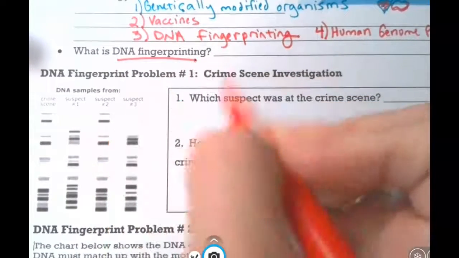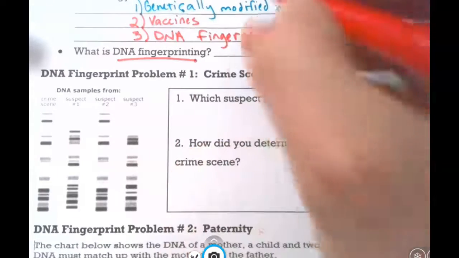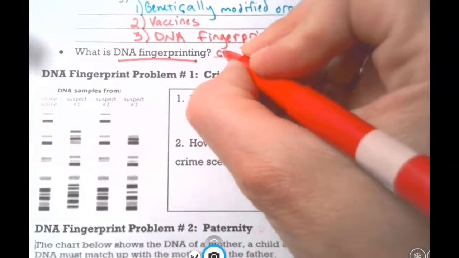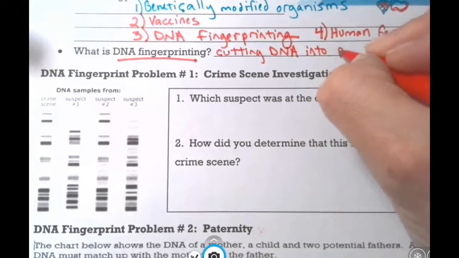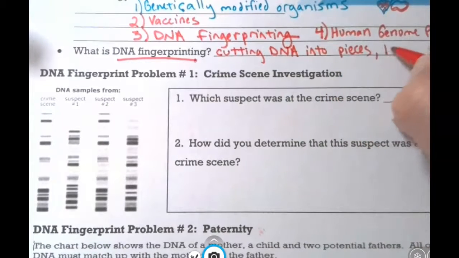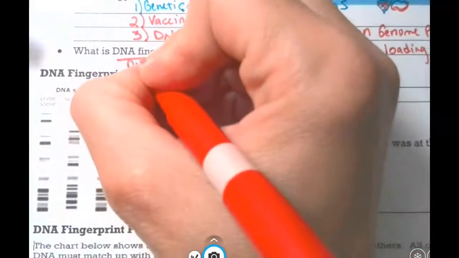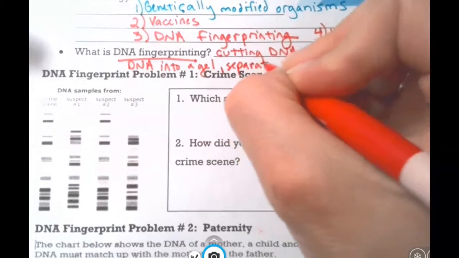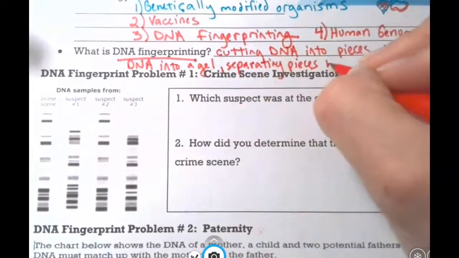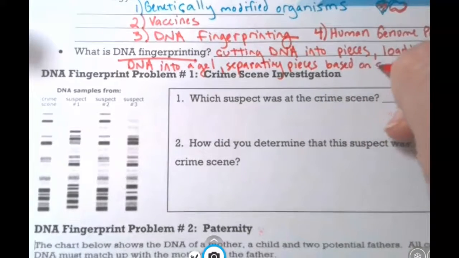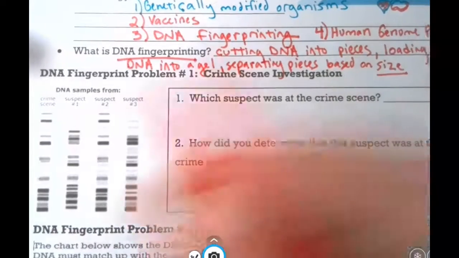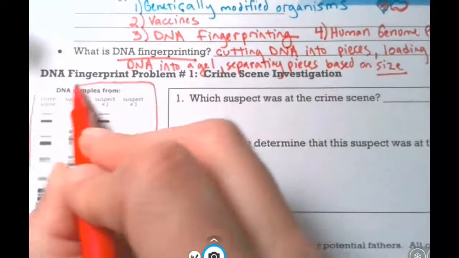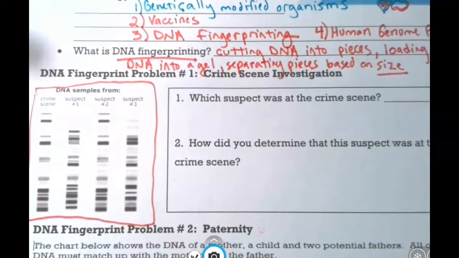DNA fingerprinting is an application of gene technology, where DNA fingerprinting is cutting DNA into pieces and then loading it into a gel and separating the pieces based on size. And there's a video you will watch that goes over this process. Here is a finished DNA fingerprint. There are two applications for DNA fingerprinting that we'll discuss.